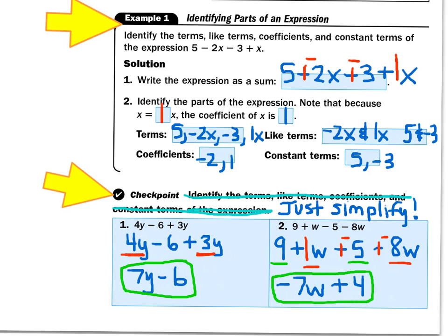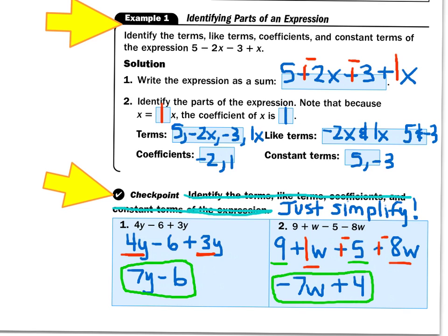Okay, go to the checkpoint. Now this checkpoint wanted you to do all that identifying, and I think it's far more important that you just learn to simplify, okay, please. So take a look at number 1. It's 4y minus 6 plus 3y. And so you want to make sure that you put together anything that matches. And I see a 4y here, and I see a 3y here. They match, the variables match, so I add them together. 4y plus 3 more y's make a total of 7y's, and then I just copy the minus 6.